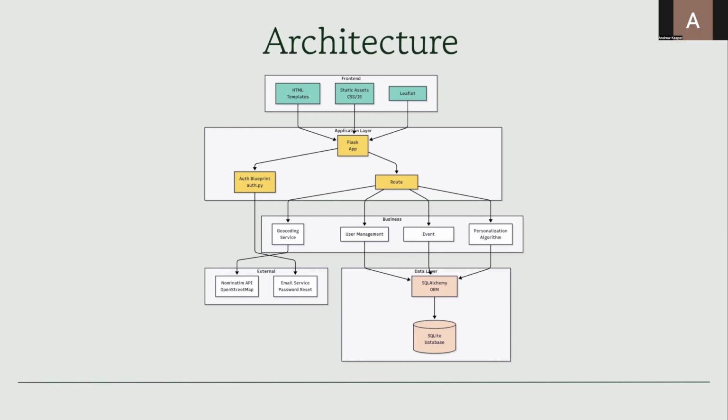Next, the data layer uses SQLAlchemy and ORM defined in models.py, which communicates with our SQLite database where all user and event data is stored. Finally, we use minimal external services. We do integrate with the Nominatim API for geocoding via OpenStreetMap, as well as our email services for password reset functionality. This architecture ensures separation of concerns and makes sure that our application is maintainable and scalable.